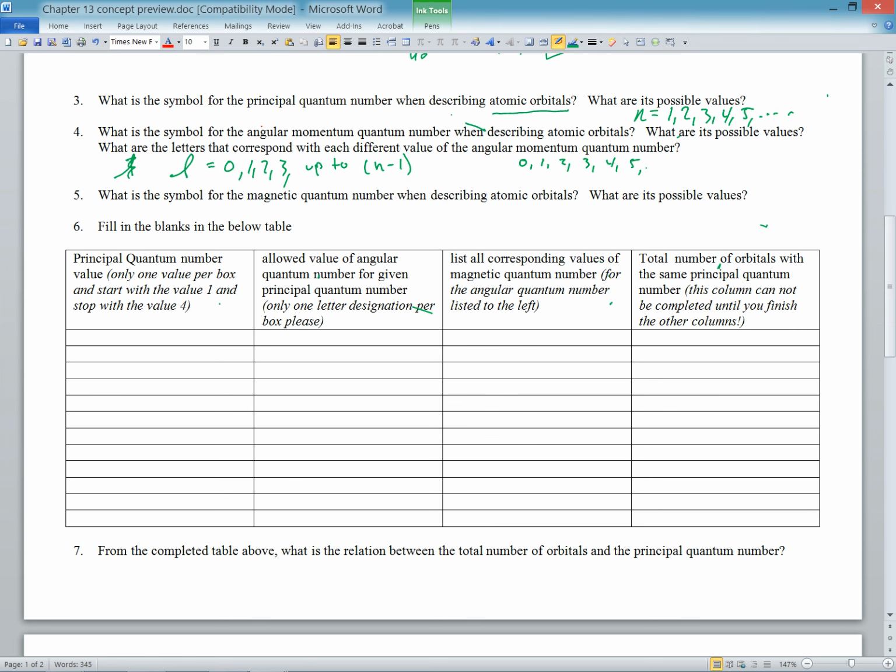If l is 0, what was the little letter? It was s. If l is 1, p. Man, Richie remembers this. These are small case letters. s, p, d, and f. What goes next? g, h, and then that's just alphabetical after that.